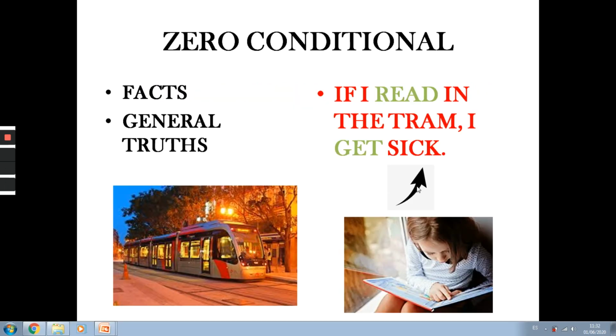The first type is the zero conditional. This one is focused on facts, general truths, and statements. This is one of the most basic. It's a simple one, and it's the first one that students learn at secondary school. It's focused on present and present, okay? If I read in the tram, I get sick. For me personally, that's a certainty, okay? If you do not eat, you die. That's a truth, that's a certainty.